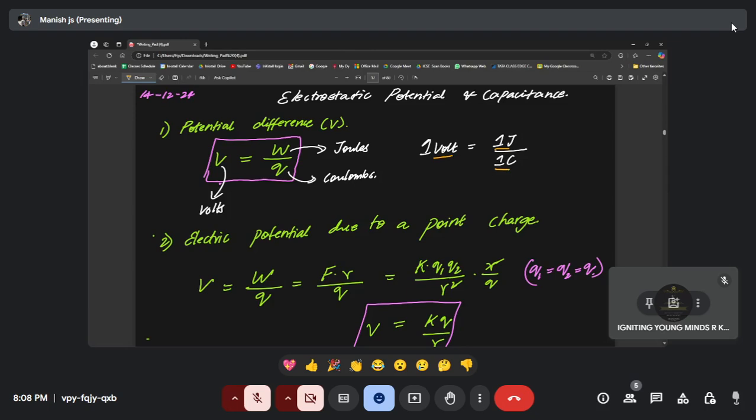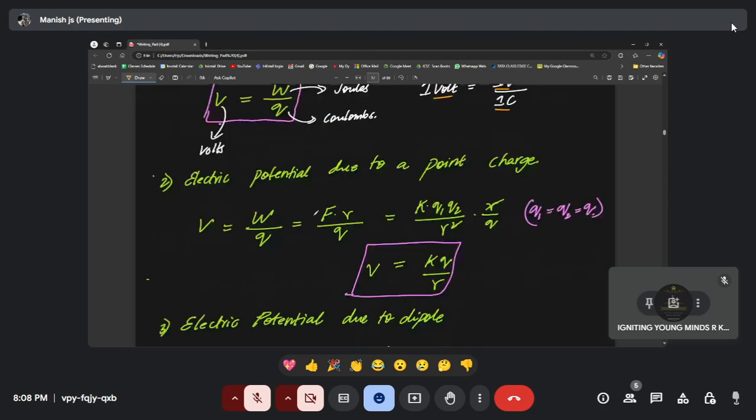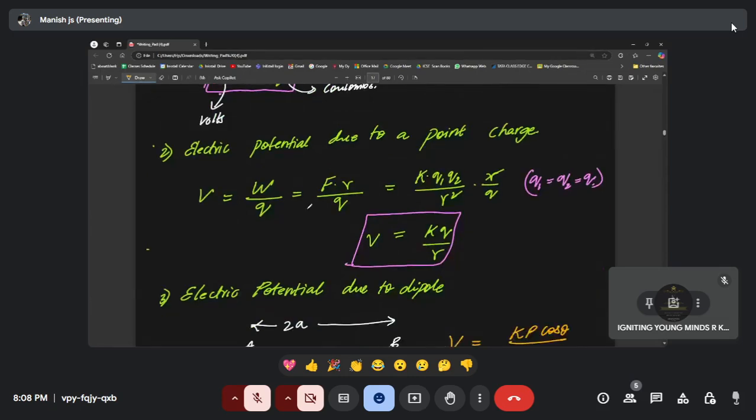We'll move on to the next part: electric potential due to a point charge. To make things very simple, I have taken the previous chapter's formula, and I have derived the new relationship here.